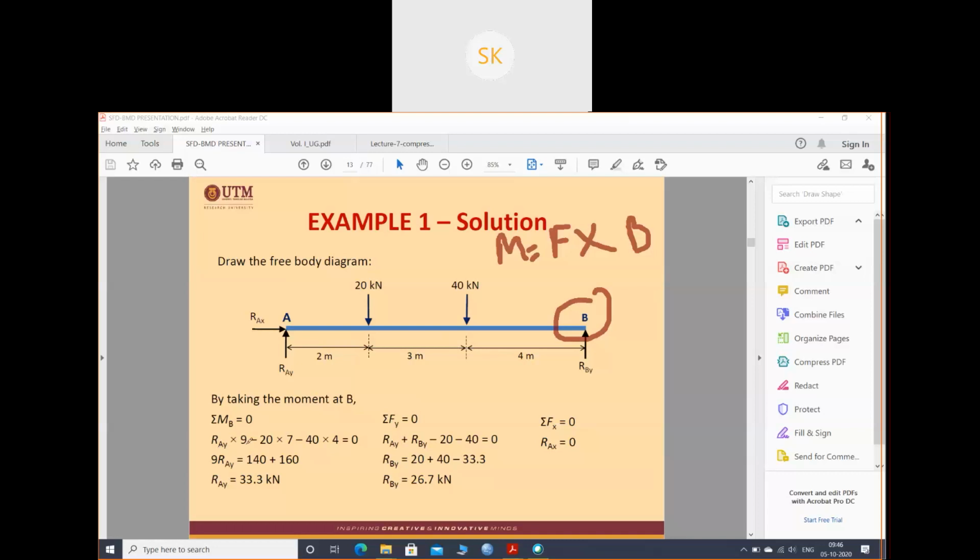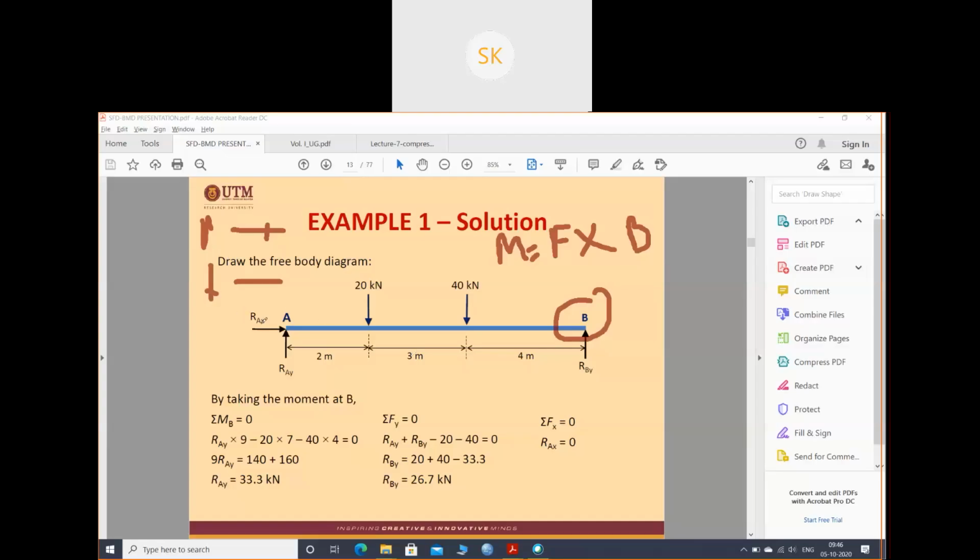So RAY into 9, minus, I am taking this one as positive, so I will take downward as negative. So RAY into 9 minus 20 into how much is the distance? 7. Again this is in downward direction, so minus 40 into what is the distance? 4 meter equals 0. So the summation of all the moments about point B I am taking as 0. This is the equation I got: force into distance, force into distance, force into distance. So I got RAY as 33.3 kilonewton.